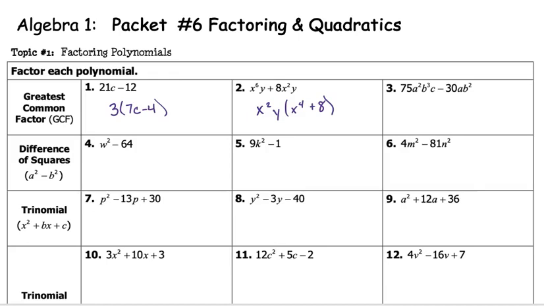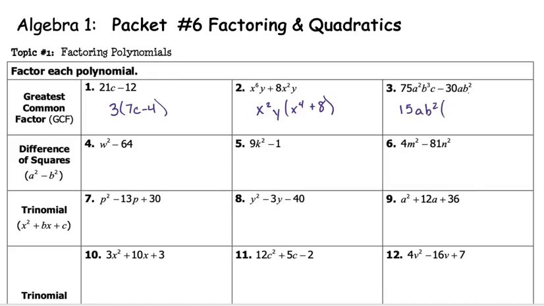Number 3, 75a squared b to the 3rd c minus 30ab squared. So I need to think what will go into both 75 and 30. My first thought is 5, but I'm wondering if something bigger will go in. I know 10 won't. I know 15 goes into 30. Yeah, 15 goes into 75, so I'm taking out a 15. I have an a squared and an a, so I'm going to take out the a. B to the 3rd, b to the 2nd, so we'll take out b to the 2nd. C and no c, so I can't do that.